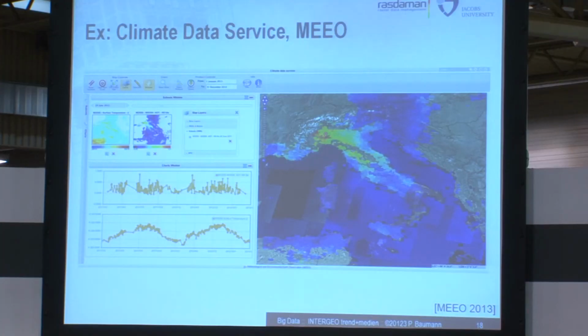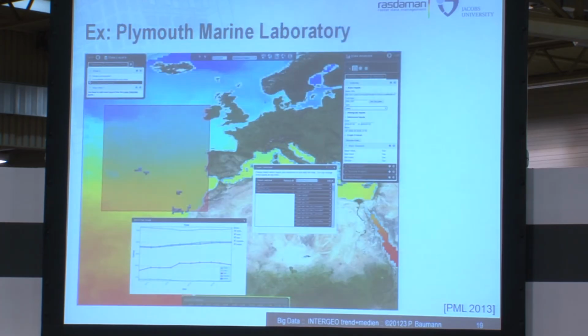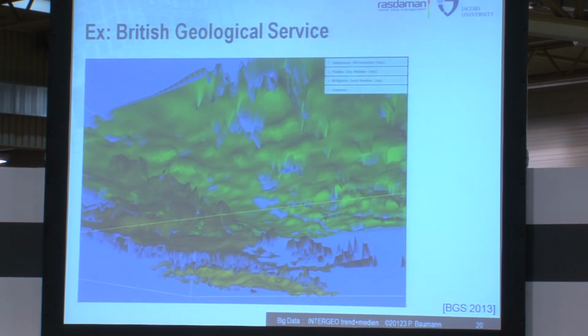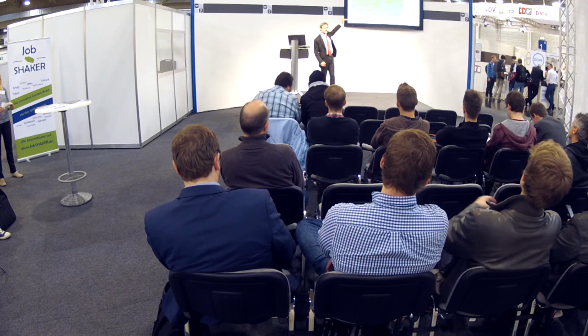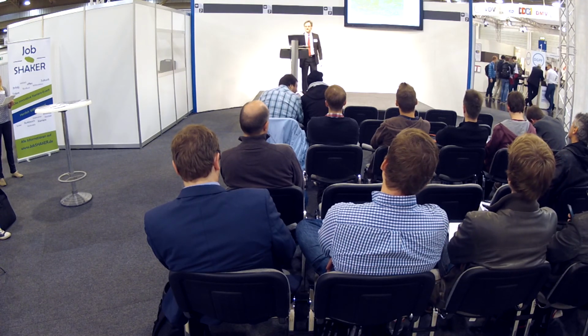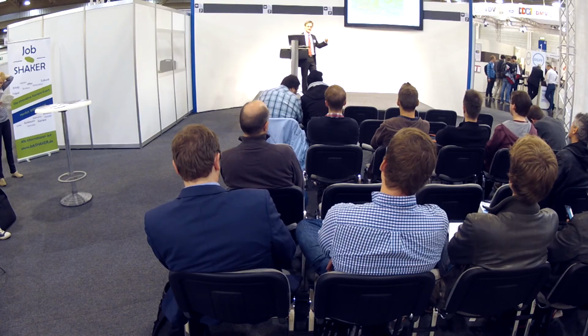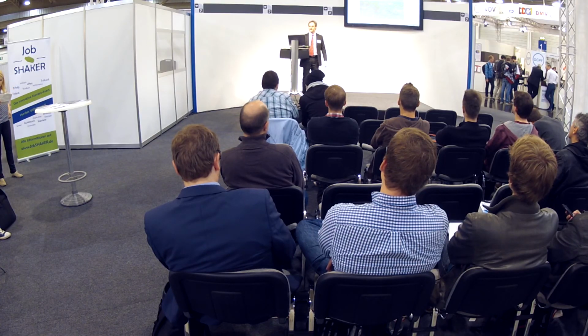So that can look like this. This is a climate service, and you see the 2D processing and the 1D time series extraction. Ocean color by PML. And die Kartoffeln von unten anschauen, würde man bei uns sagen. Looking at the surface from below. So you see the different stratigraphic layers. That is British Geological Survey, and you are looking at Glasgow from underneath here.